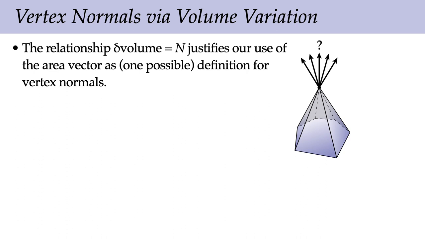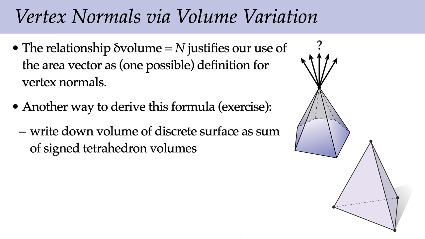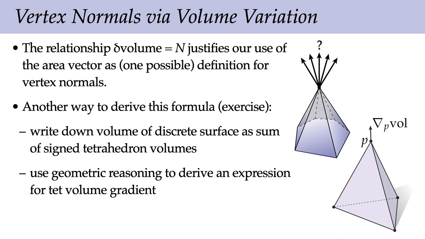Another way to derive the same formula, a little exercise you can do at home, is to write down the volume of a discrete surface just directly as a sum of signed tetrahedron volumes. We already are kind of thinking about it this way. And rather than falling back on the expression that we just saw, think about a subproblem. I have a tetrahedron, and I want to know what is the direction I should move one of the vertices to increase the volume of that tetrahedron as quickly as possible.